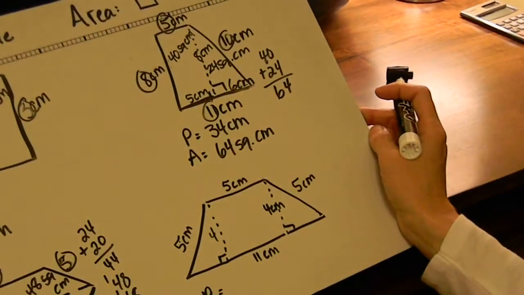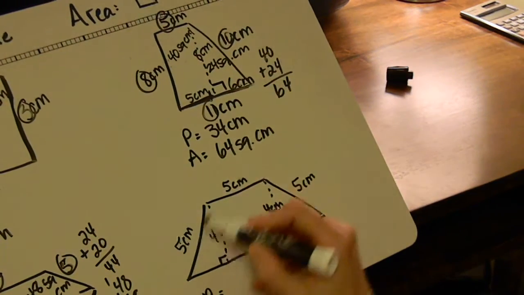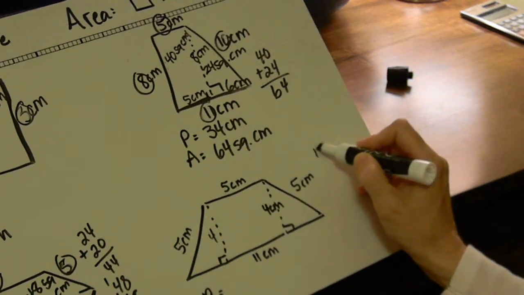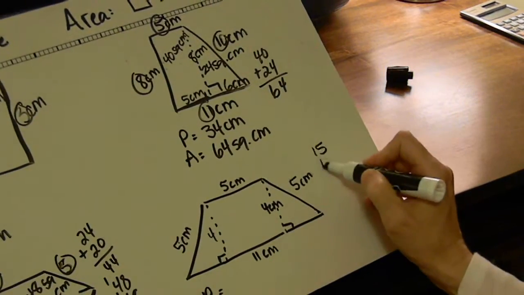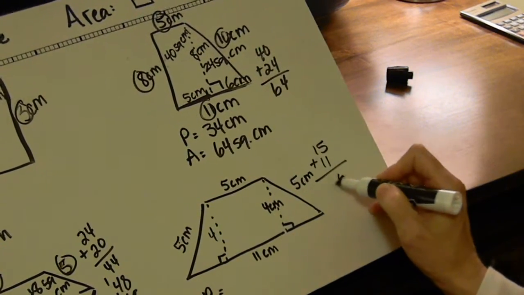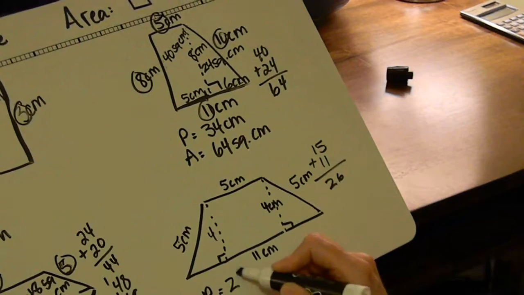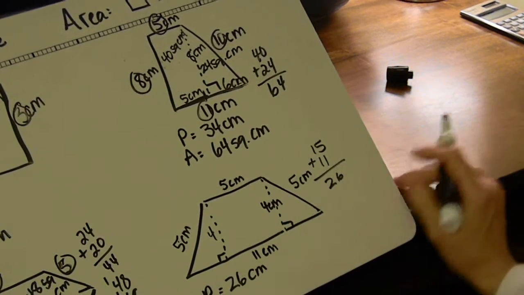So let's do the perimeter first. We know 5, 5, and 5 is 15. This whole side is 11. Add those together and you get 26. So the perimeter is 26 centimeters.